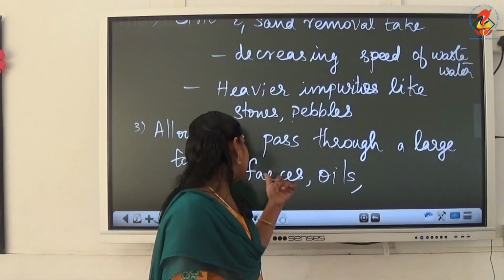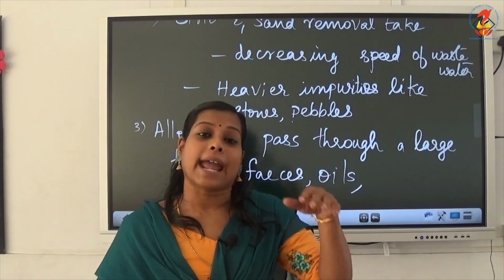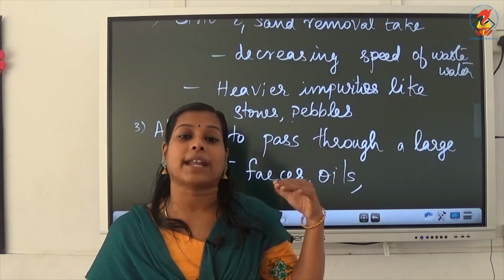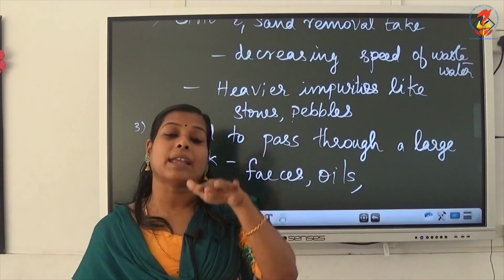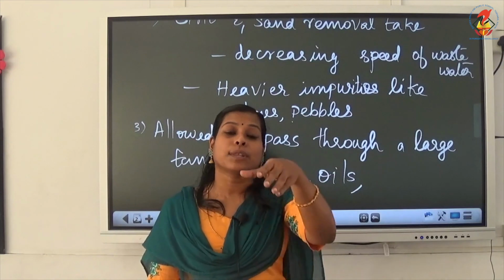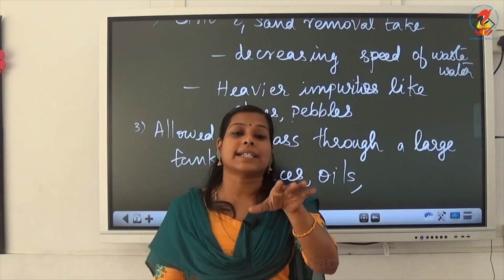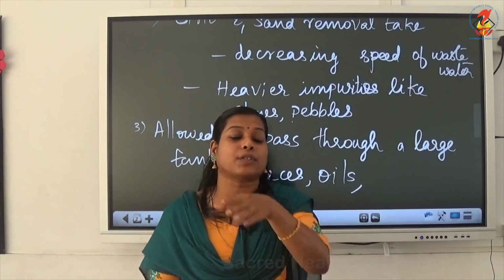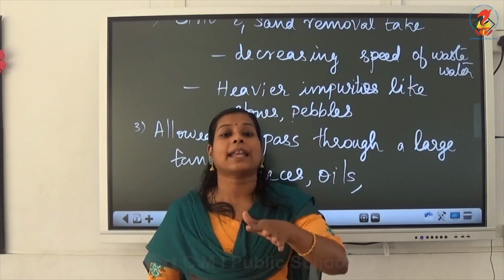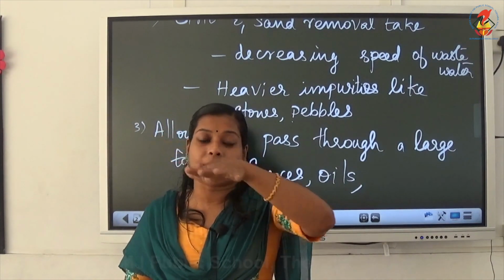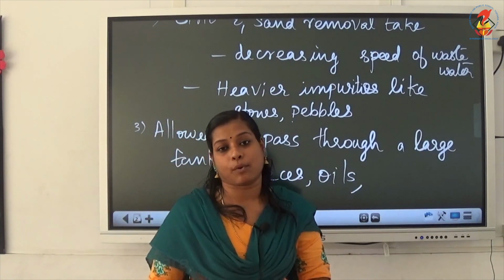So in the third stage we are taking that wastewater to a large tank, and there we are giving a little time for the solid impurities to settle down. That tank is sloped in such a way, sloped towards the center, the middle portion, so that when we keep the wastewater there, all the impurities will settle down to the center portion.